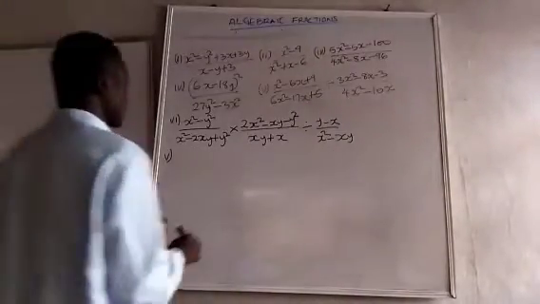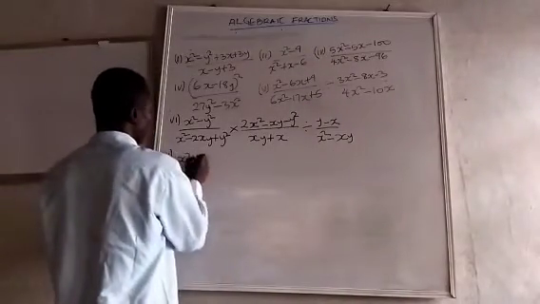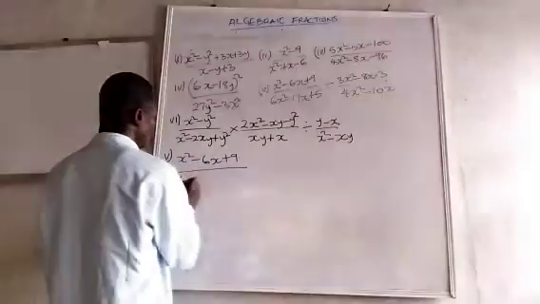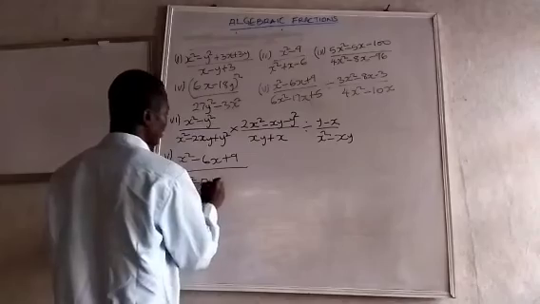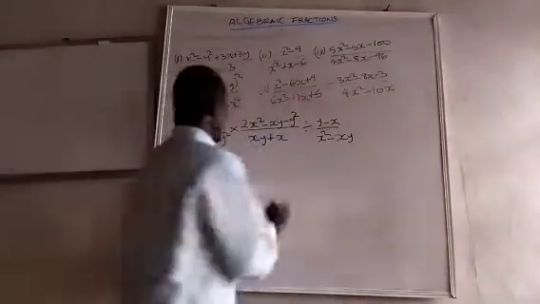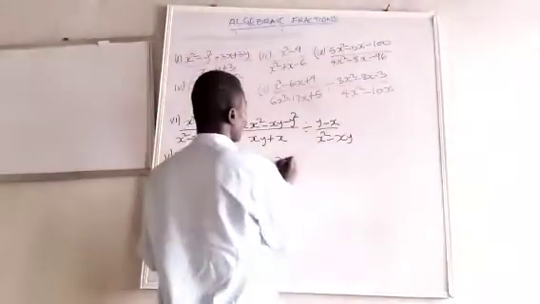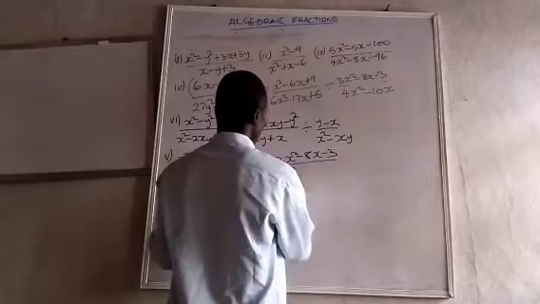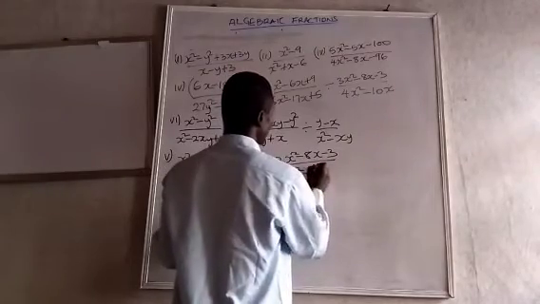Now this one is x squared minus 6x plus 9 divided by 6x squared minus 17x plus 5. We will now use this one to divide, divided by 3x squared minus 8x minus 3 over 4x squared minus 10x.